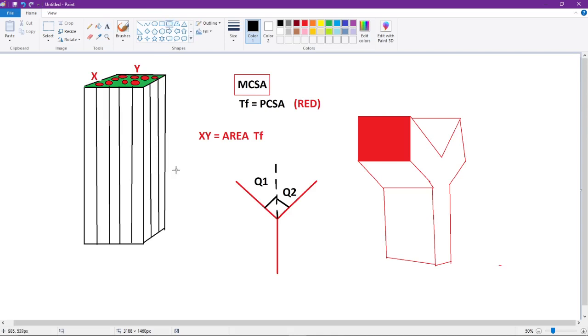Suppose this is the roller, and you have to pull it onto one side.